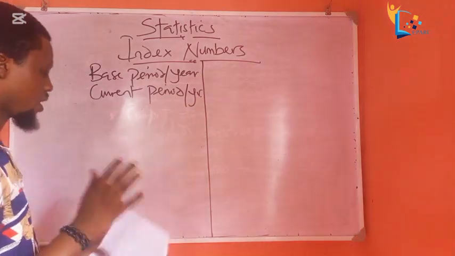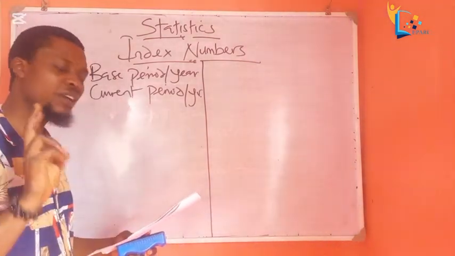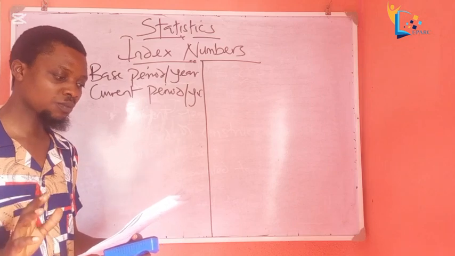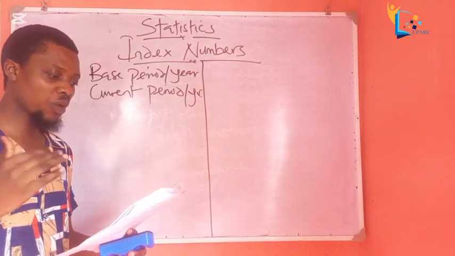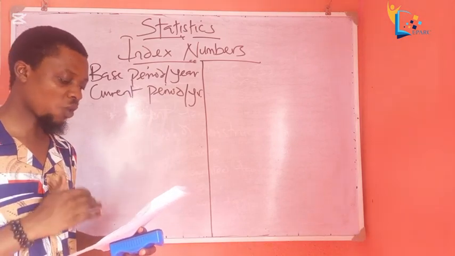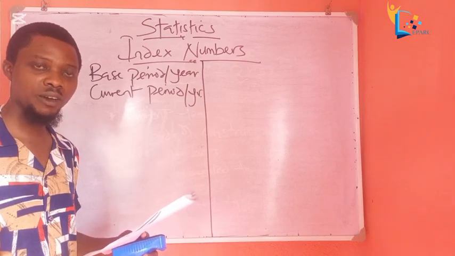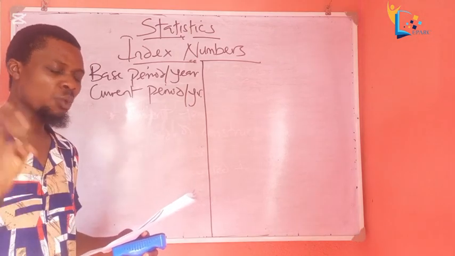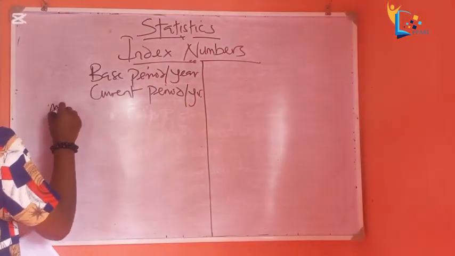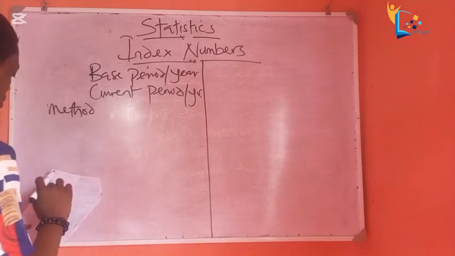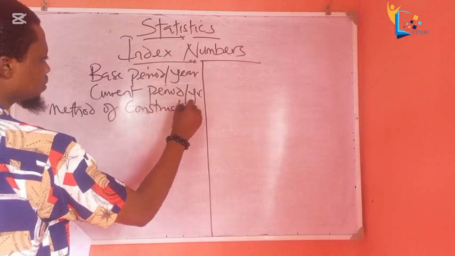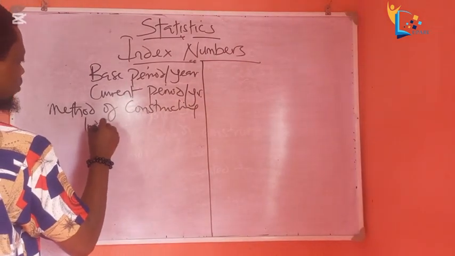All right, so we're going to be looking at the methods of constructing index numbers. I've drafted two questions here that will help us. The first question will help us calculate the unweighted aggregate method, while the second question will help us understand the weighted aggregate method. So there are two methods here: methods of constructing index numbers.